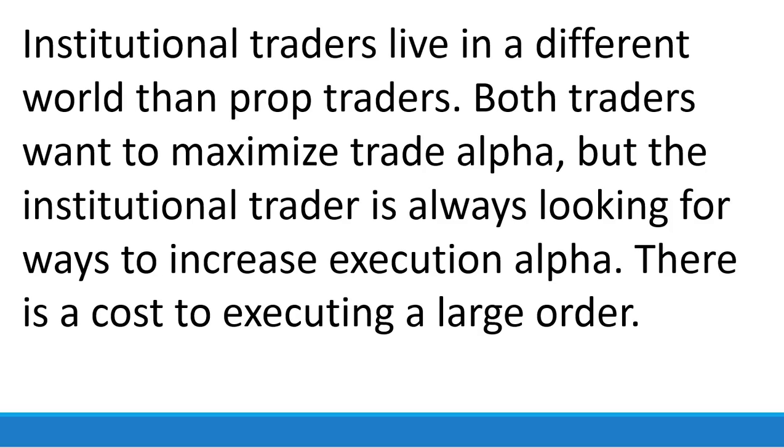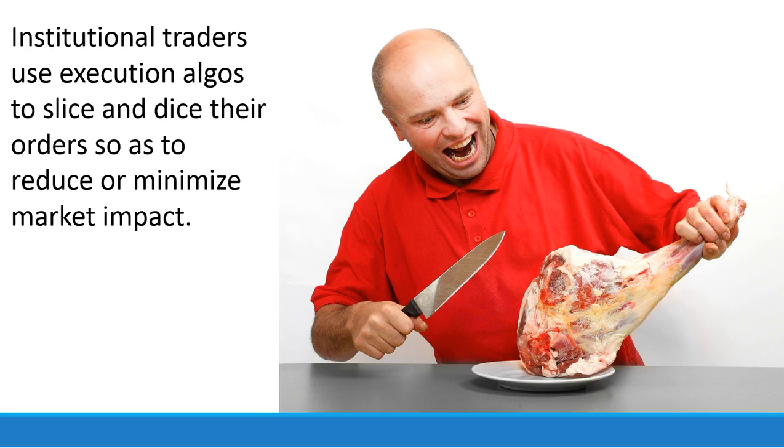So if there was a way that they can save on the execution, even if it's just by a half a tick, then they're going to want to do it. That's what execution alpha is. So institutional traders use execution algos to slice and dice their orders so as to minimize and reduce their market impact.